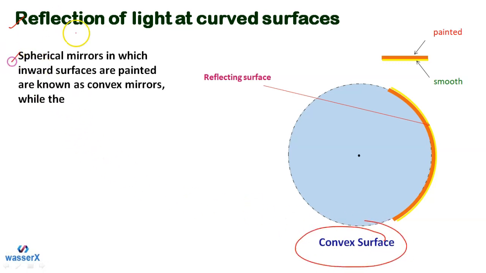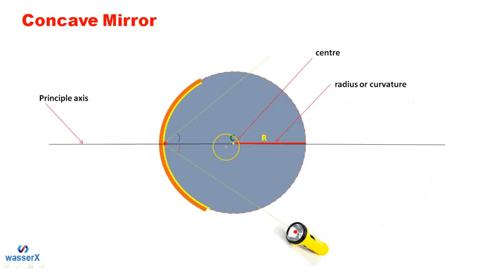Okay, the same I have explained once on the main slide. So spherical mirrors in which inward surfaces are painted. Here, as you can see, the inward surfaces are painted, whereas the outward surface is a smooth surface, meaning that's a reflecting surface, right? So this we call a convex surface or convex mirror.